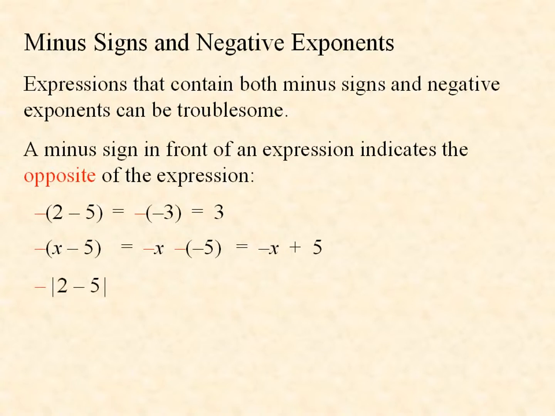Here we have the opposite of the absolute value of 2 minus 5. That's the opposite of the absolute value of negative 3. Well, the absolute value of negative 3 is positive 3, and we have the opposite of that, so the answer is negative 3.